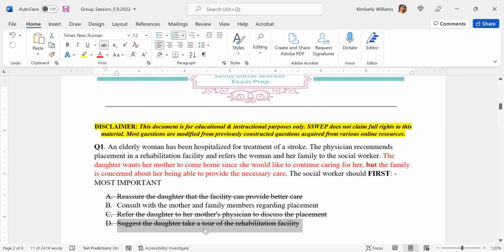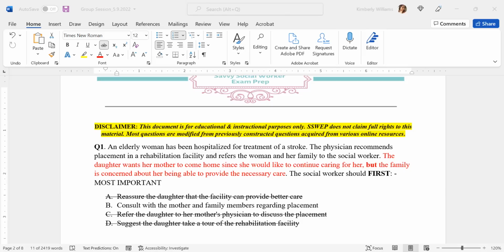So that means the only thing we have left is B. So are y'all telling me that B is the answer, that the best way to address the family's concern is to consult with the mother and the family members regarding placement? I would say yes, because it addresses both parties. Yes. So everybody said yes. All right. Well, everybody is right.